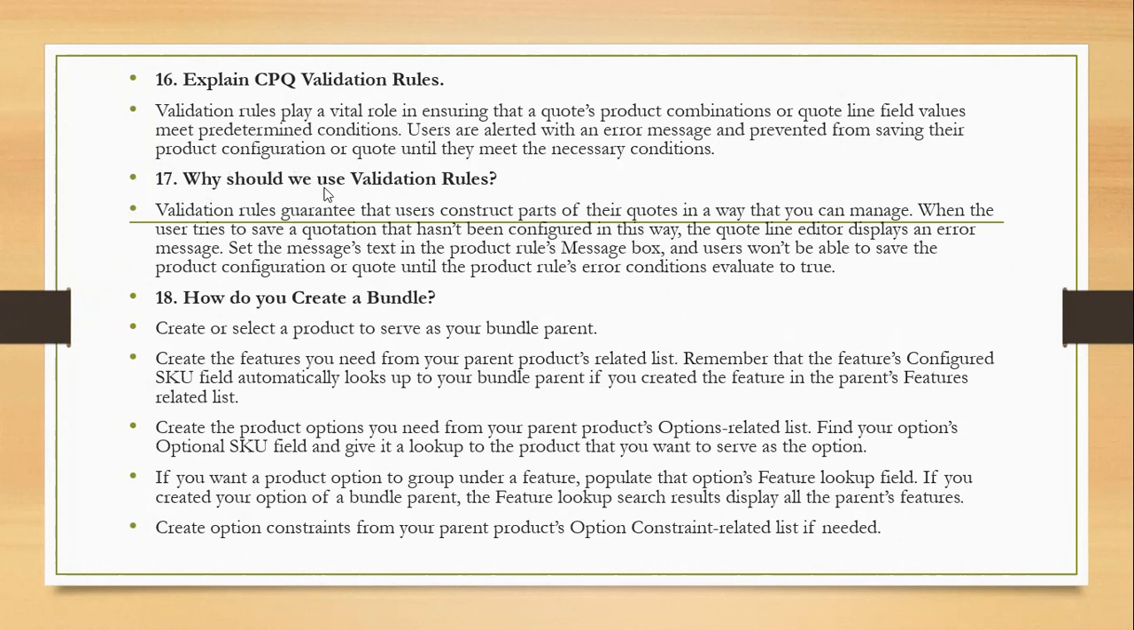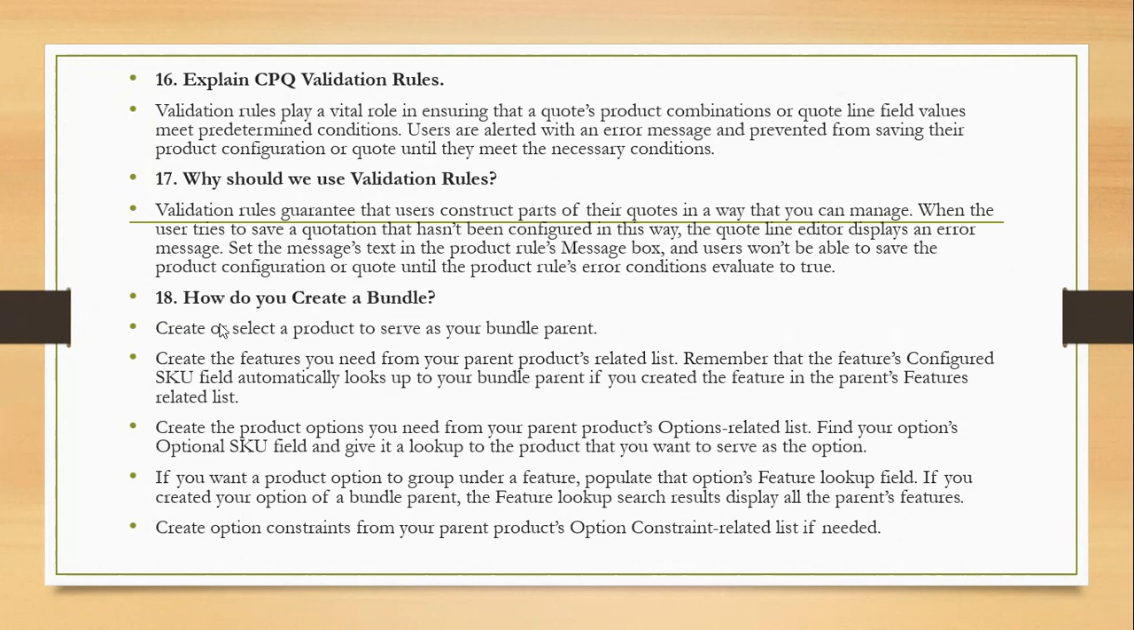Next question, why should we use validation rules? Validation rules guarantee that the user's contracts are managed in the way that they should be. When users try to save quote items that have not been configured in this way, the quote line editor displays an error message. Set up the message. It takes in the product rules and message box, and users will not be able to save the product configuration of the quote until the product rule's error conditions evaluate to true.